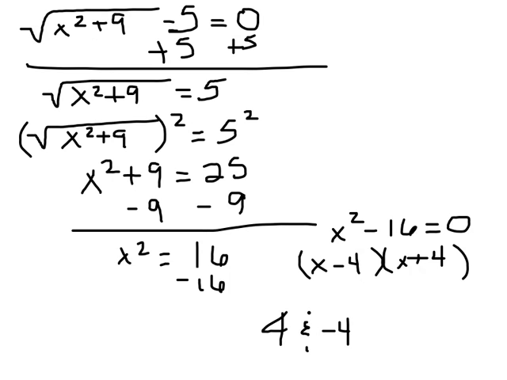So in our first example, we had no solution. In the second example, we had exactly one solution. In this example, because we had a perfect square, we have two possible solutions.